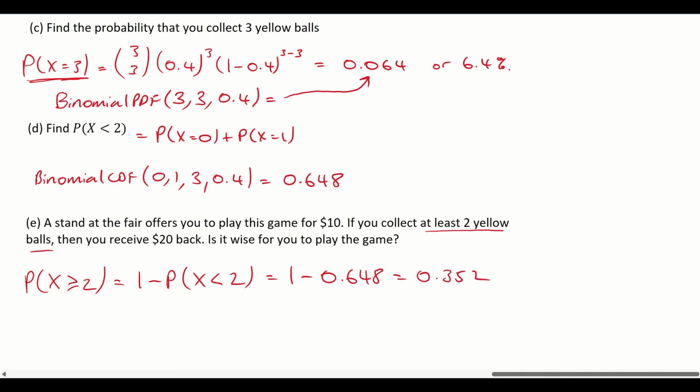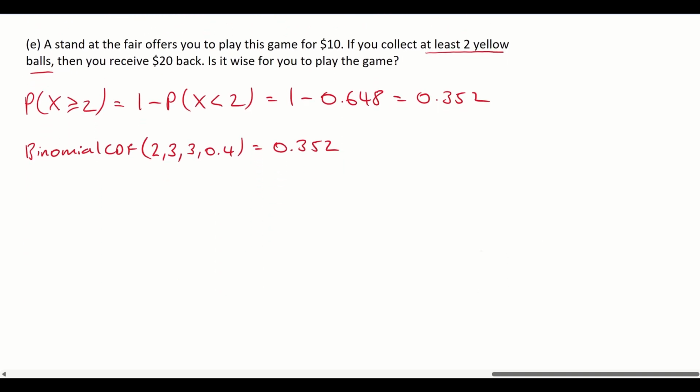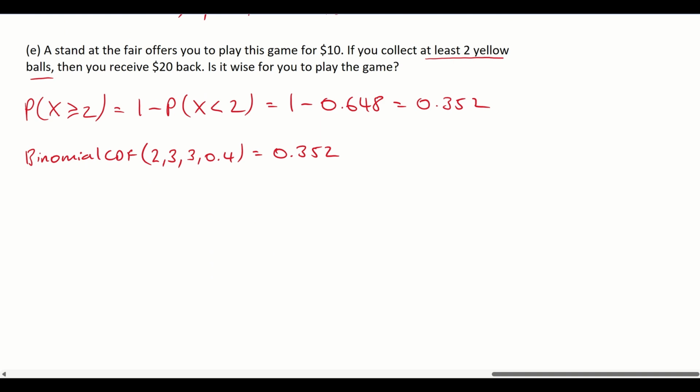Now, if you didn't see that, it's okay. We can use the binomial CDF, and we can go from 2 to a maximum of 3 trials, probability of a success on each trial being 0.4, and you'll get the same answer. So it doesn't matter which way you do it. So now we have to think, is the probability of success being 0.352 worth putting $10 down for a $20 return? Well, let's think about the expected amount of money that we should make.